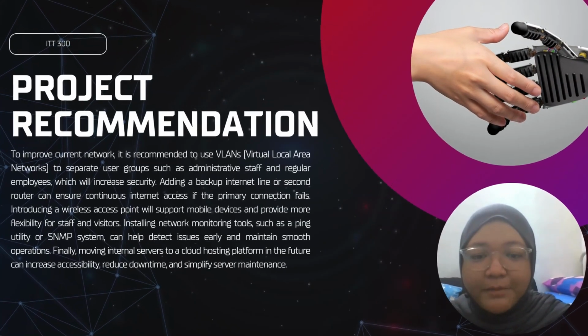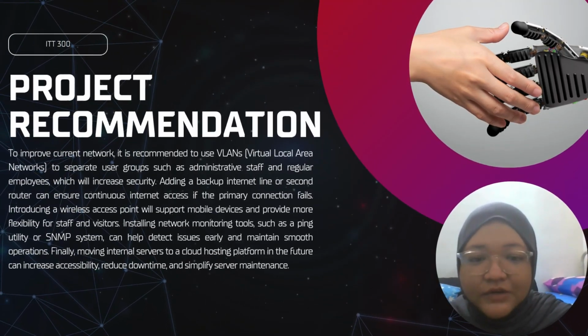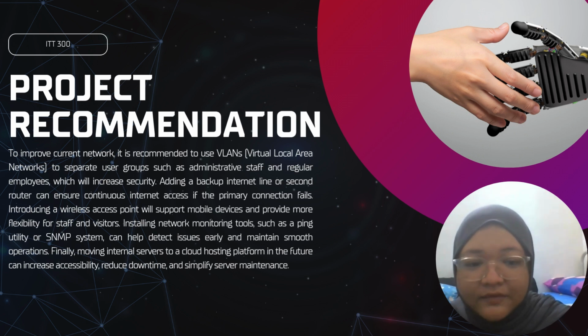Project recommendation. Based on the current network setup, several recommendations are suggested to improve performance, security, and scalability in the future. First, it is recommended to implement VLANs, virtual local area networks, to increase network segmentation. This will improve security by logically separating different user groups, such as administrative staff and general workers. Second, introducing a backup internet line or secondary router is advisable to ensure redundancy. This will allow internet connectivity to remain uninterrupted in the event of a primary router failure.